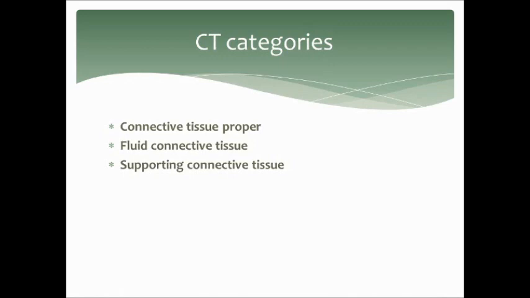We have fluid connective tissue, which has a lot of cells, but fewer cells than the connective tissue proper, in a watery matrix. And we have two different types of fluid connective tissue, and those are blood and lymph. And then we have supporting connective tissue, which is densely packed fibers. There are cells, but there are fewer cells. And those two types are cartilage and bone. So those are all the things that we'll talk about today.